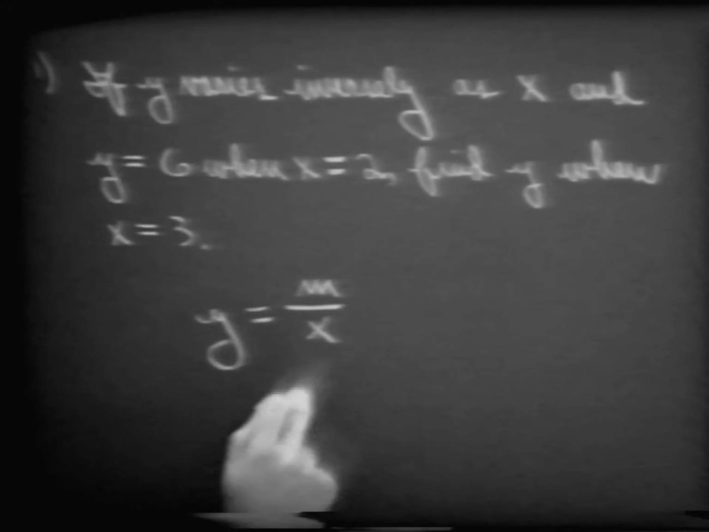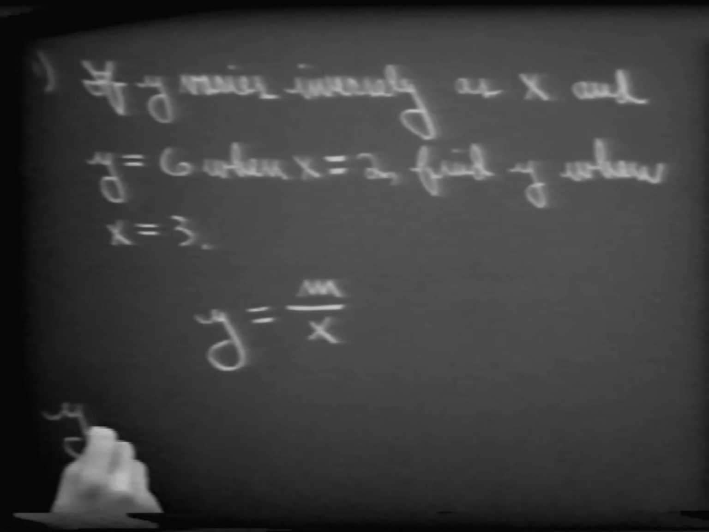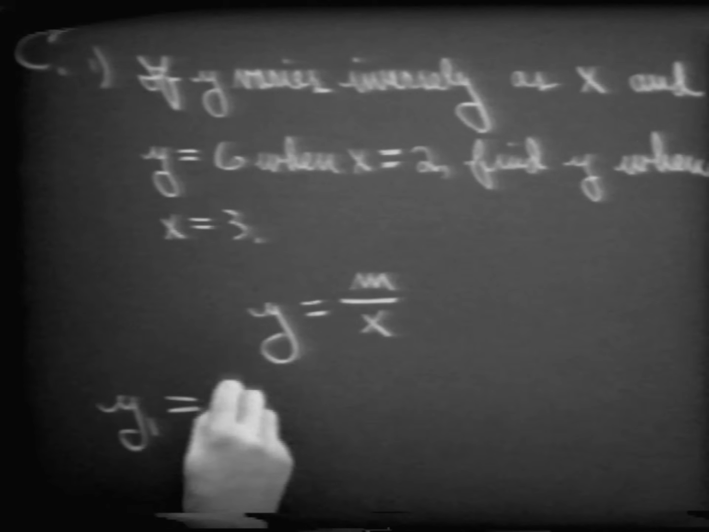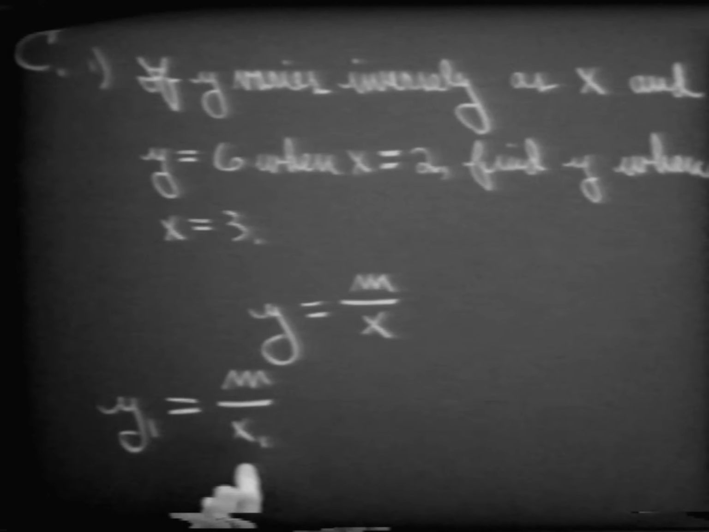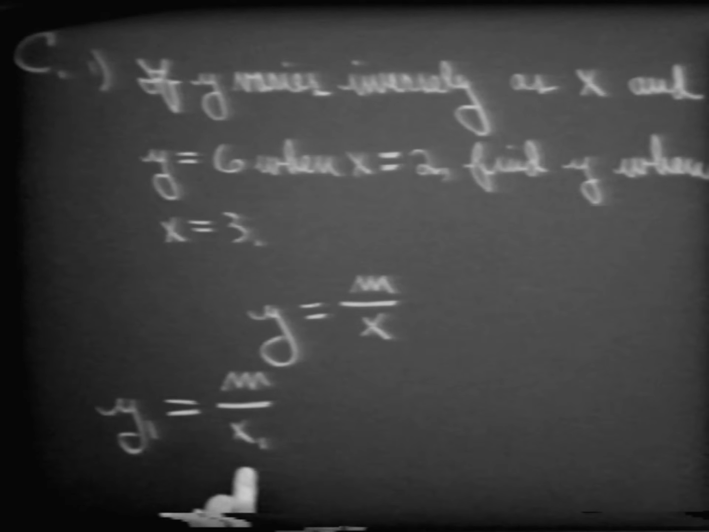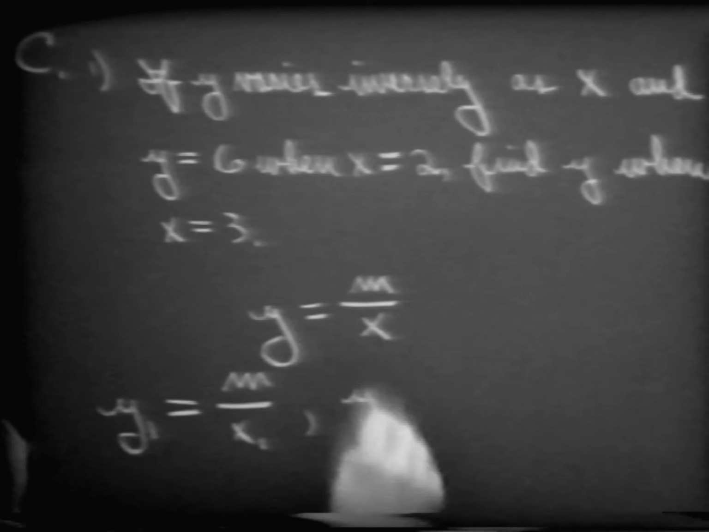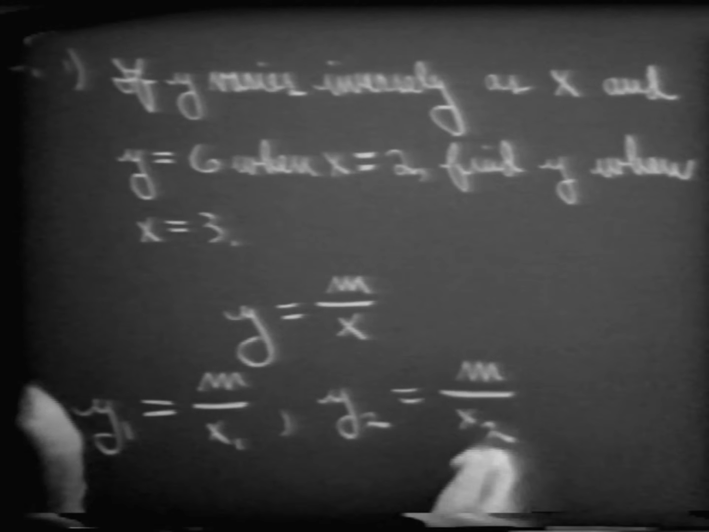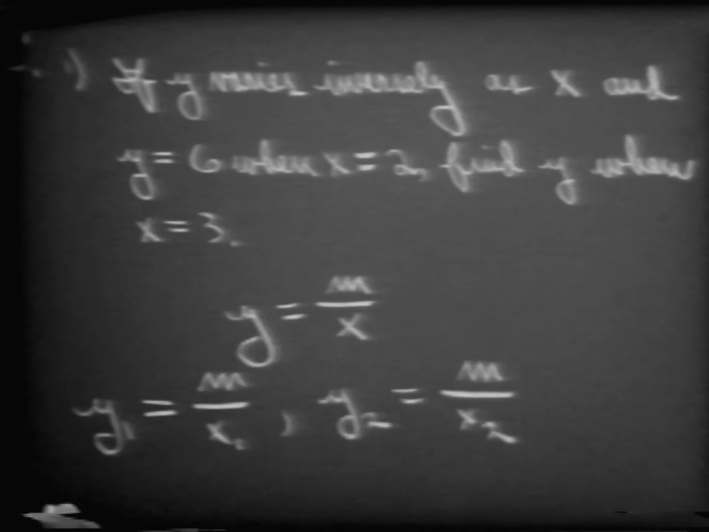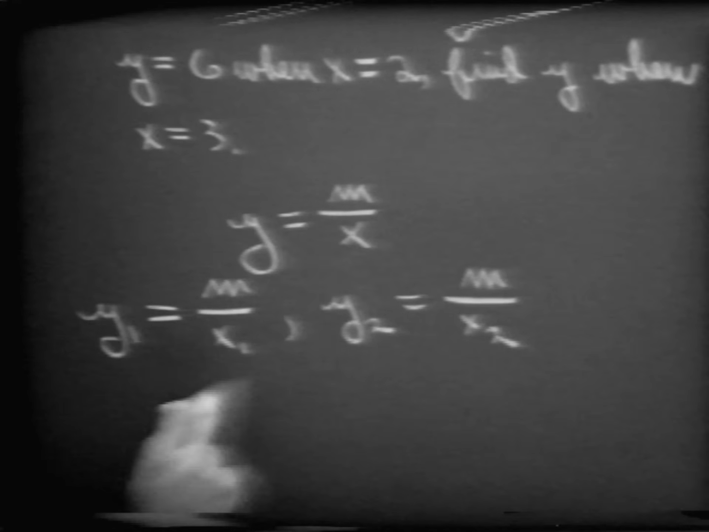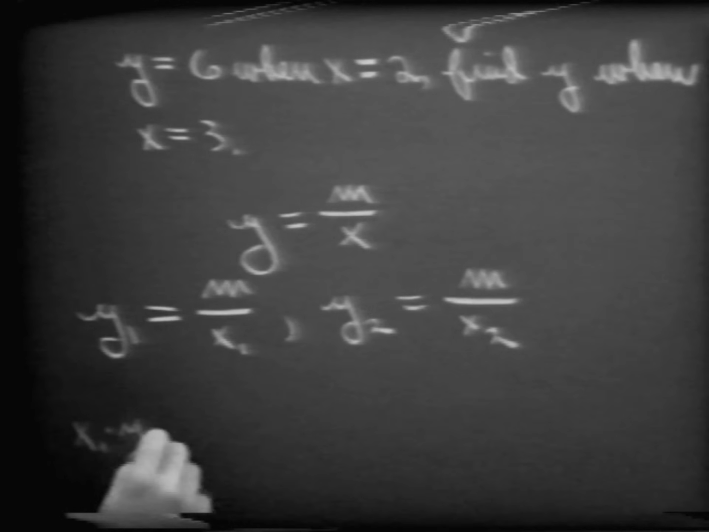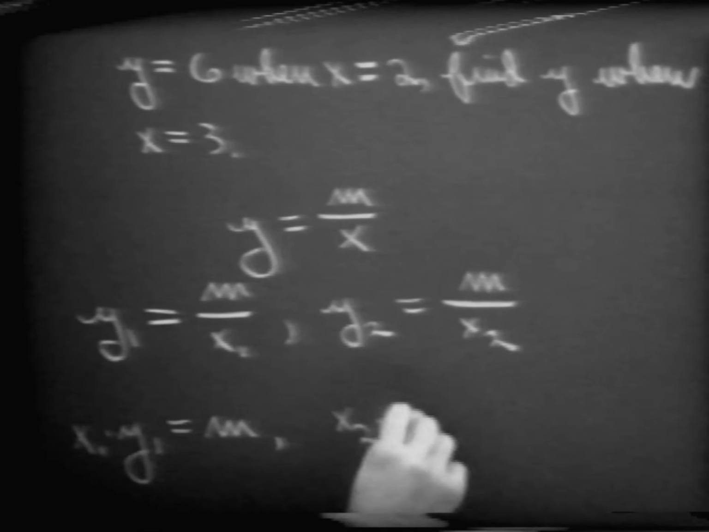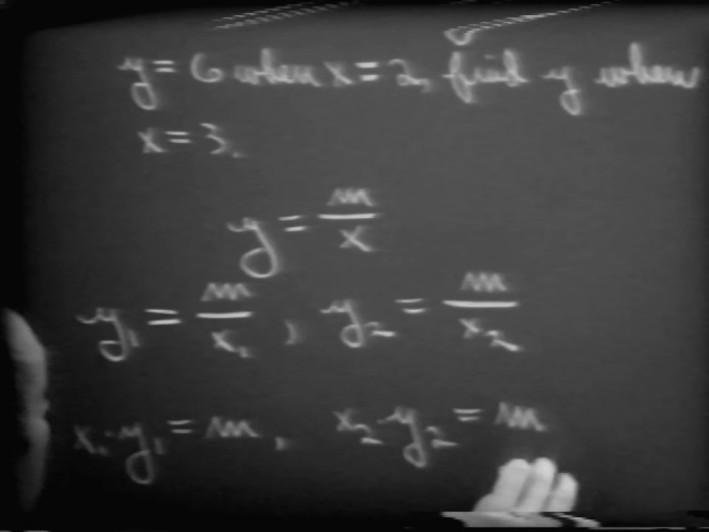Okay? Now, in particular then, we have, for some value of y, which we'll call y sub 1, we have m over x sub 1. Is that right? With a corresponding value for x sub 1. And also, for some particular value of y sub 2, we have m over x sub 2. All right? Now, let's look at this and multiply both sides through by x sub 1, in which we'll have x sub 1 times y sub 1 is equal to m, and here we have x sub 2 times y sub 2 is equal to m.